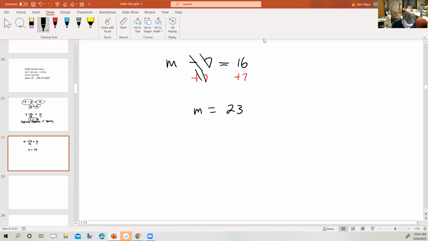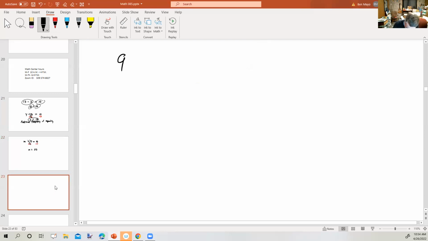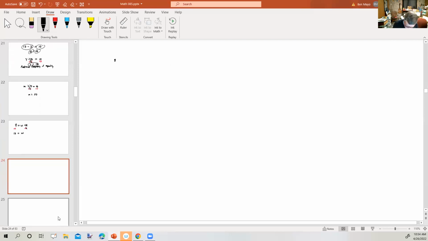All right, let's take a look at some more examples. 9 equals w minus 4. To isolate the variable w, we will add 4 to both sides of the equation. On the left side of the equation, 9 plus 4 is 13. On the right side of the equation, w minus 4 plus 4 is just w. So we get w equals 13. Any questions?